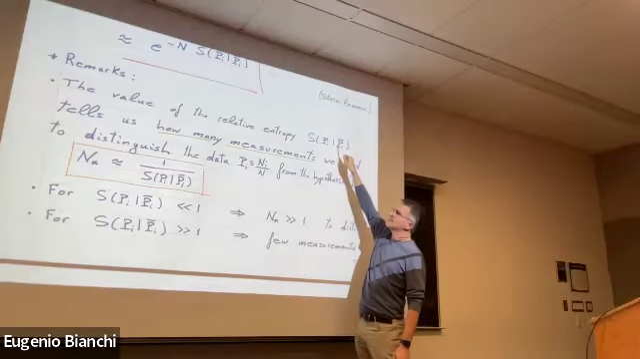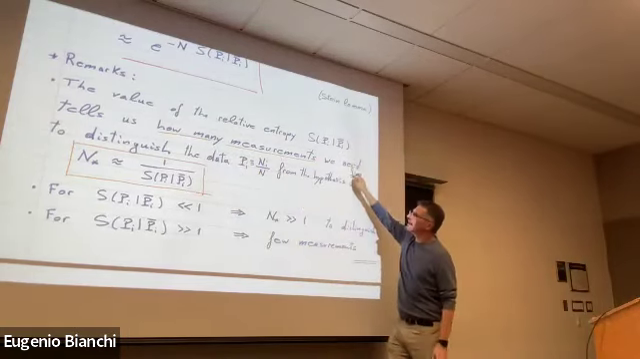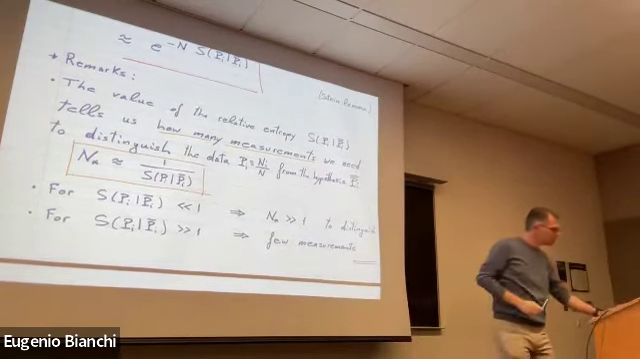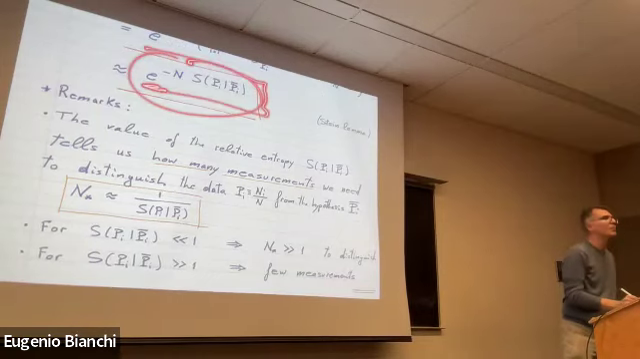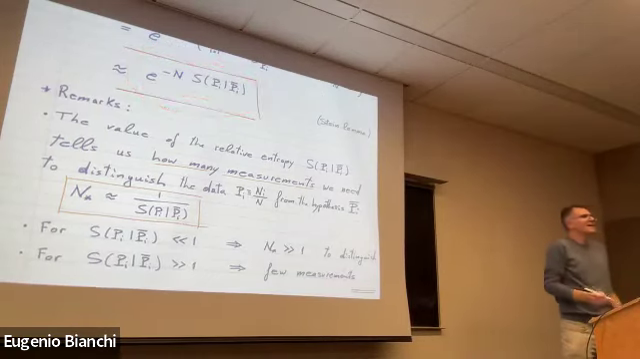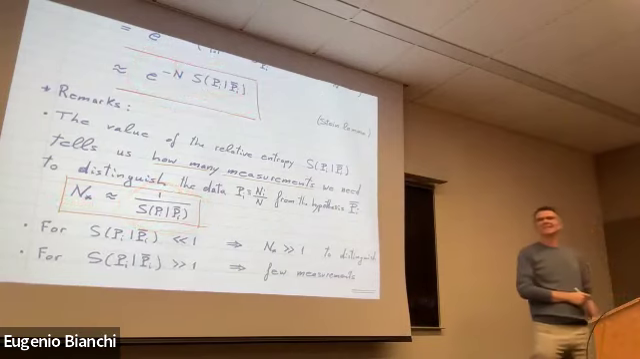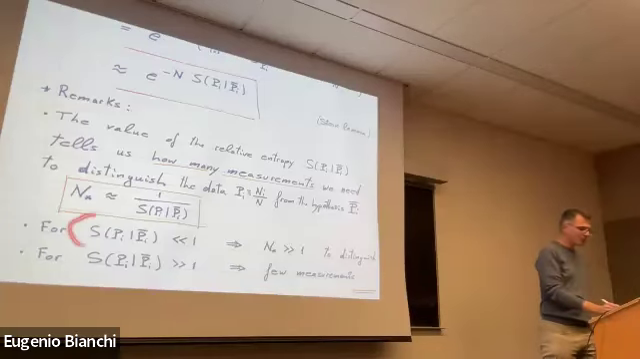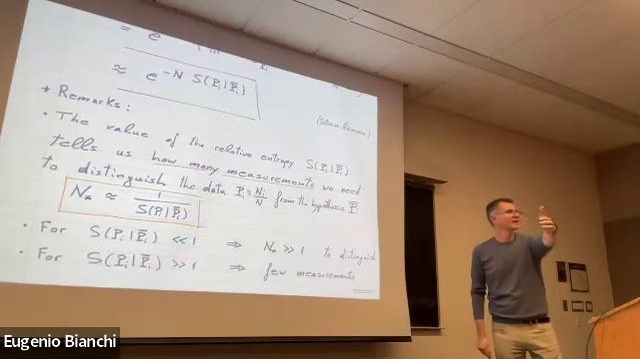You can compute just this number, and this number tells you how many measurements we need to distinguish the data from the hypothesis. You want to check when this quantity is exponentially small. The relevant quantity to check is this product. 1 over S is the number of measurements you need to make.